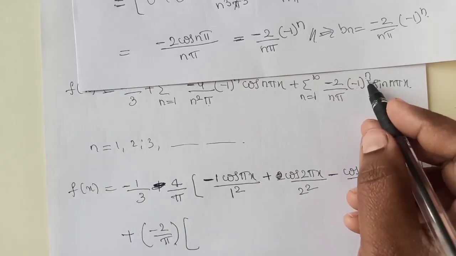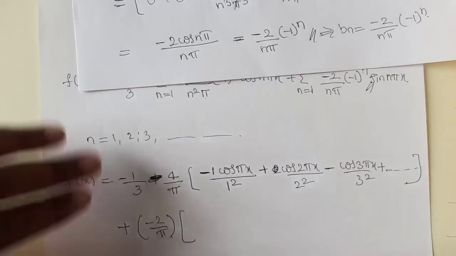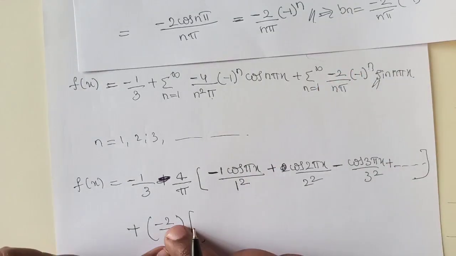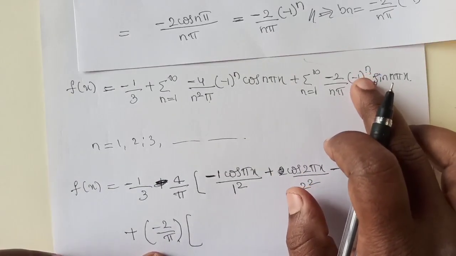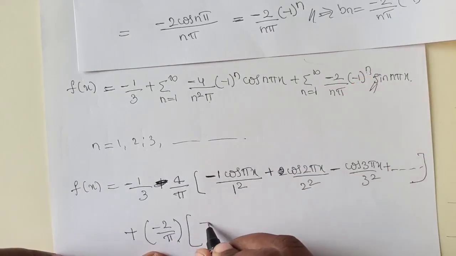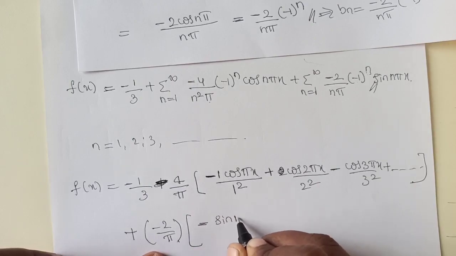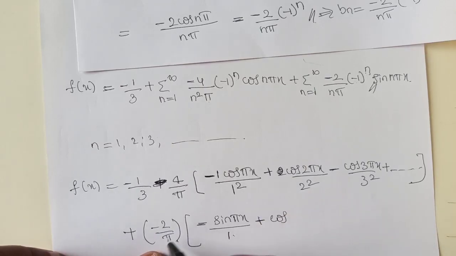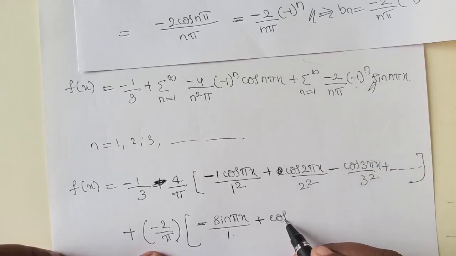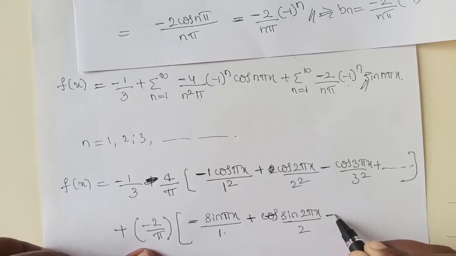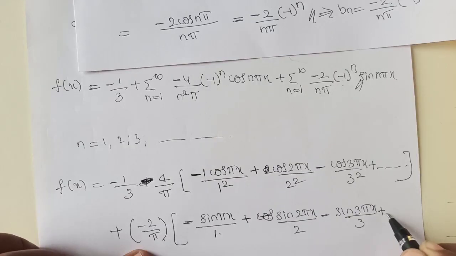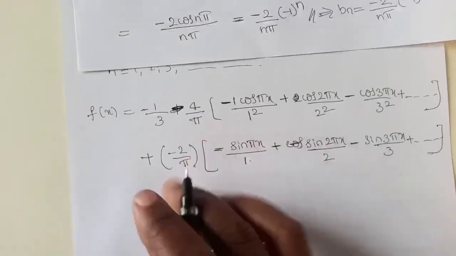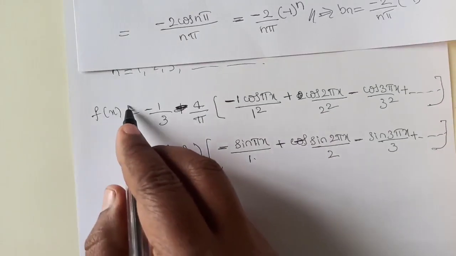For n equals 1, with minus 2 by pi common, this becomes minus sine of pi x divided by 1, plus, for n equals 2, again it becomes plus, sine of 2 pi x divided by 2, minus sine of 3 pi x divided by 3, and so on. Further simplifying, we substitute the f of x value here.